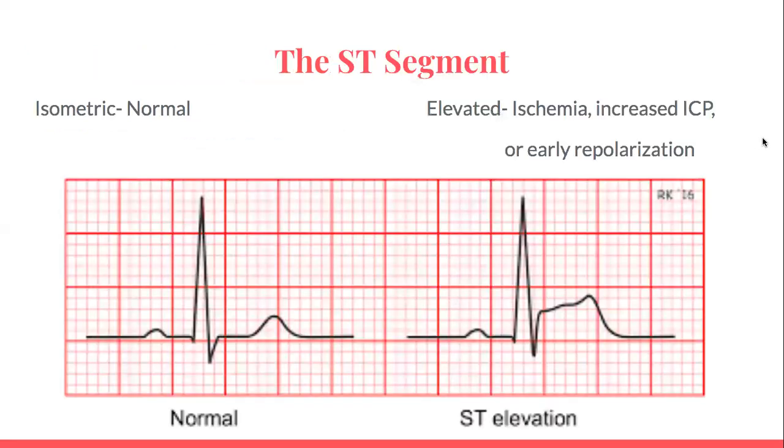Then we look at the ST segment. As I mentioned, isometric is normal. So this would be isometric where it's even with the rest of the strip. We can also have ST elevation, where that ST segment isn't down here where it's supposed to be, but it's actually higher up and goes right into that T wave. Typically, if we have an elevated ST segment, it means that there's some type of ischemia, increased intracranial pressure, or early repolarization of those ventricles.